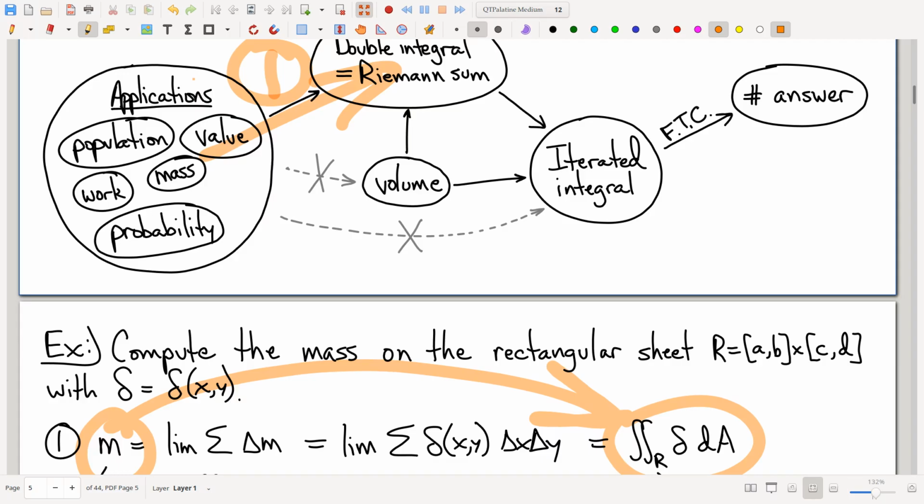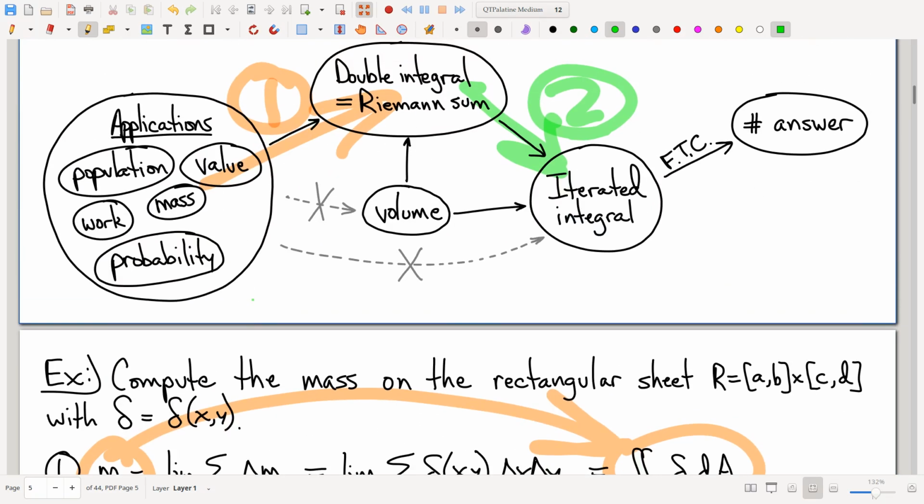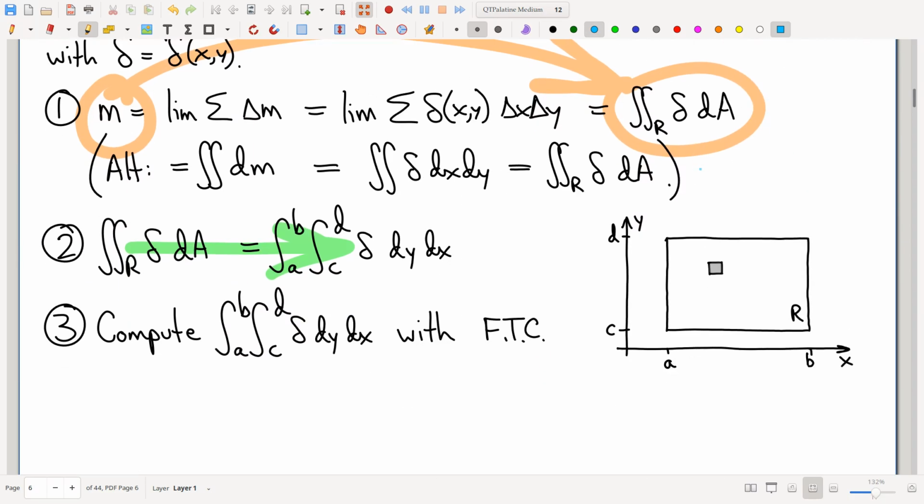All right, next. We're basically done at this point. Next, I've got to just rewrite the double integral as an iterated integral. Cool. That's straight out of the theorem. The theorem says double integrals give the same value as iterated integrals. Sweet. And then lastly, plug and chug, fundamental theorem. And okay, so I'm going to leave that for y'all to crank out those details.